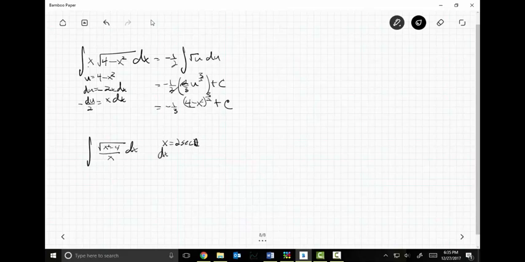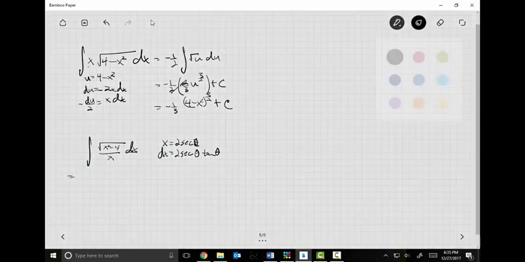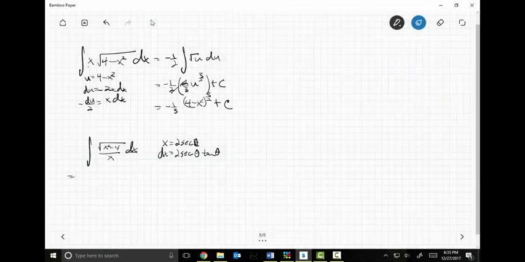dx, I need to account for that one. That x is going to be 2 secant theta. So dx is what? Well, 2 secant theta tan theta. So I've got this accounted for. Now let's go through the drudgery of accounting for all this. I'll change colors so you can see that this is a big step.